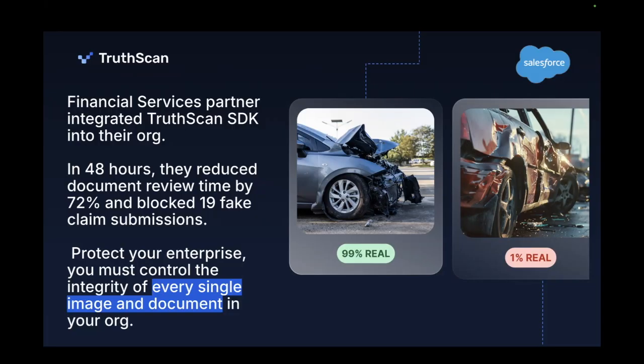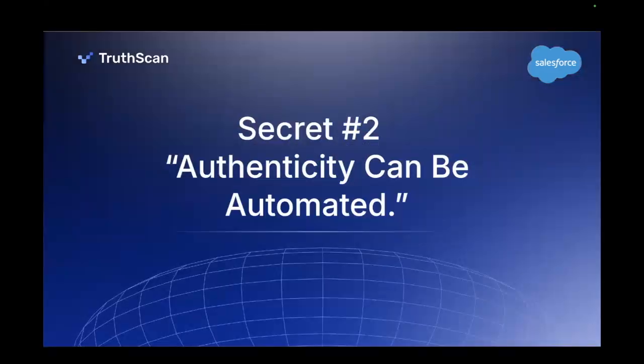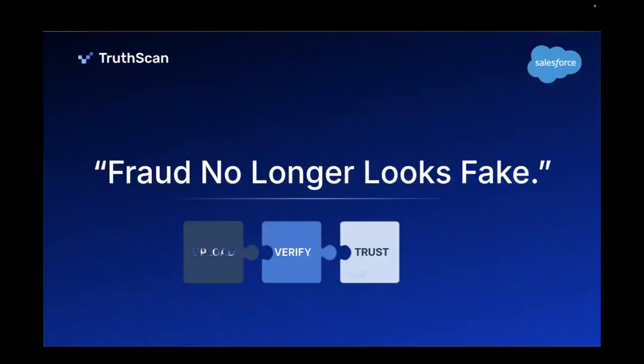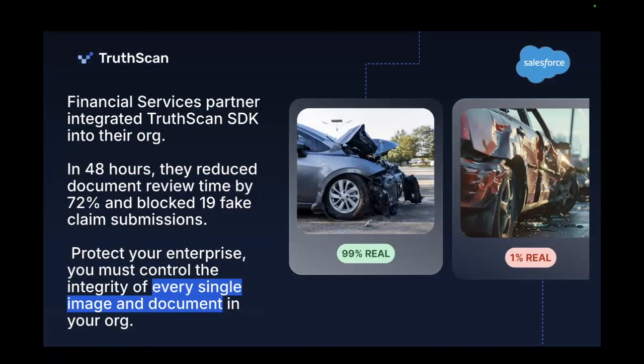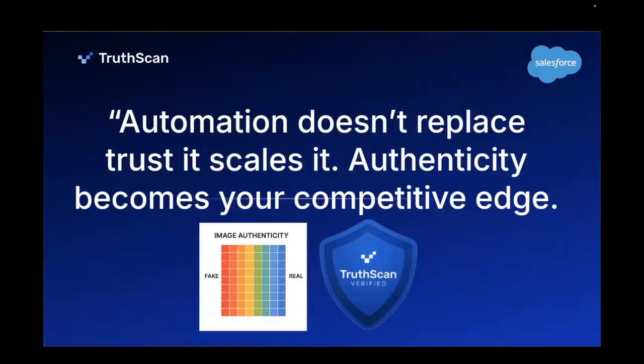And if you don't have something to flag this, even a fake adjuster's report or VIN numbers, anything that you want, fraud no longer looks fake. I'll say this again, fraud no longer looks fake. So being able to have that trust layer in there matters, because you might catch one or two, but if this is happening over and over and over again, some are going to slip through the cracks. So it's important to protect your enterprise. You must control the integrity of every single document in your org.